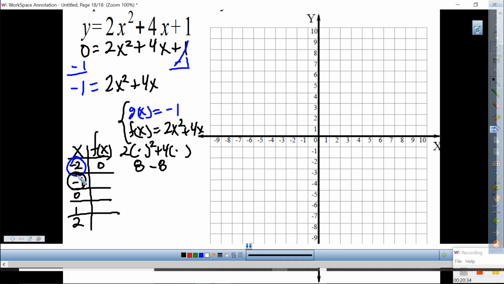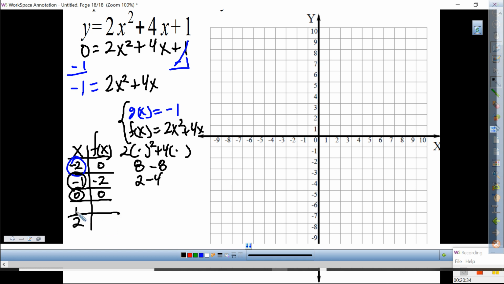Next value is negative 1. So what is negative 1 squared? 1 times 2? 2. And what is negative 1 times 4? Negative 4. So what is 2 minus 4? Negative 2. Yes. Next value, 0. What is 0 squared? Times 2. 4 times 0. 0 plus 0. Yeah. Am I going too fast or you okay?